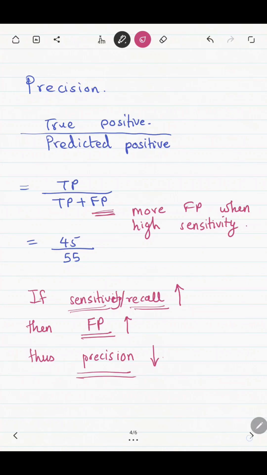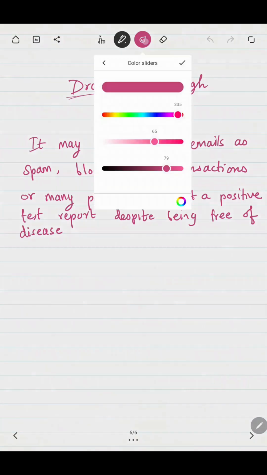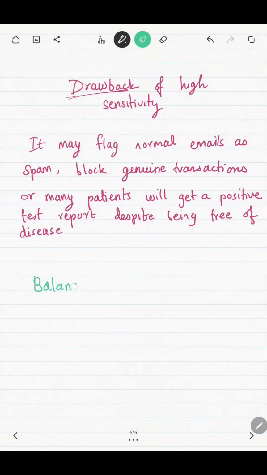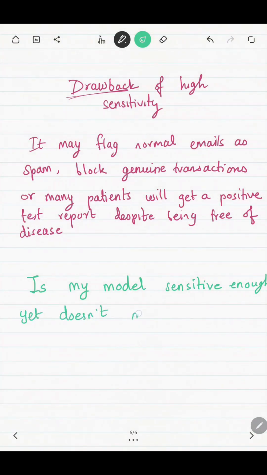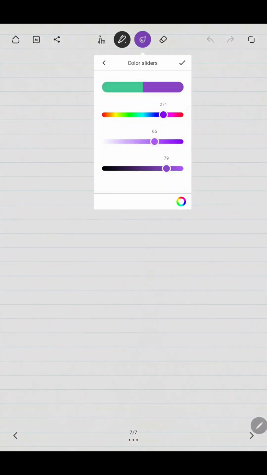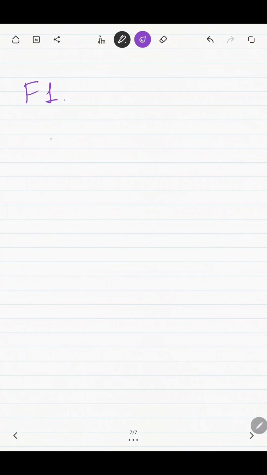We want a measure which will balance both precision and recall. That is called the F1 score. When I say it balances precision and recall, I mean it tries to find out whether the model we have created is good enough, such that it has good precision as well as good recall. So it takes the harmonic mean of precision and recall, that is 2 upon, because there are two quantities of which we are taking a harmonic mean.